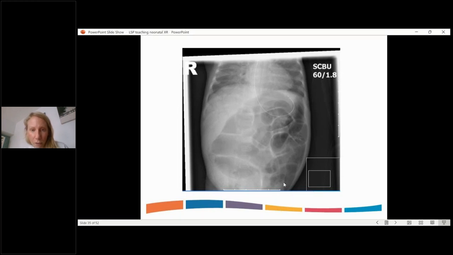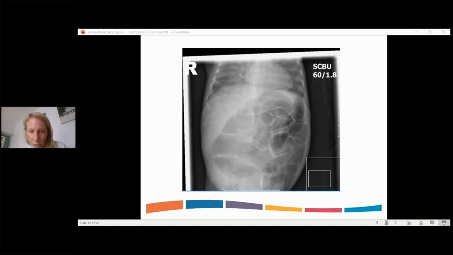So if we go to this one, yeah, you're all right. And this is grossly dilated. And if you want to know how you define dilated, you pick one of the lumbar vertebrae and the diameter here. If the bowel width is larger than that, then that's dilated. And clearly this is about 2 to 3 times. So we've definitely got dilated bowel.